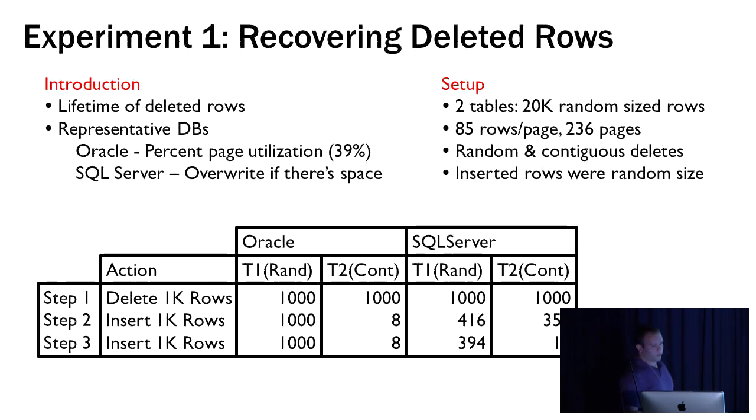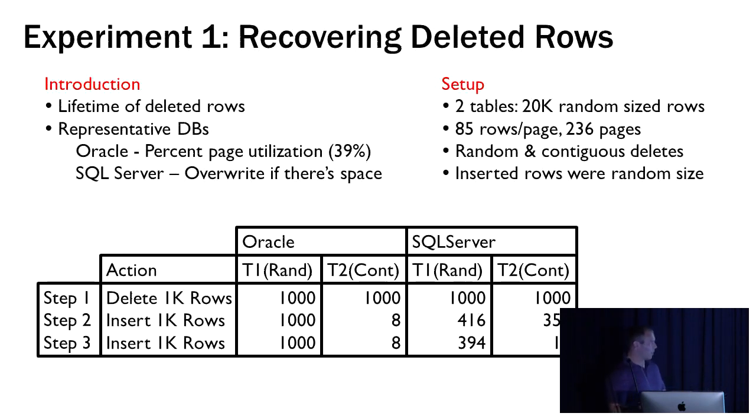Now, Oracle uses a % page utilization. So if I have over 40% of deleted rows, I'm going to start overwriting deleted rows in that page. SQL Server, on the other hand, if I delete a row and a newly inserted row can fit in that old space, then I can overwrite that row. So we used 2 tables for each database. For the first table, we issued random deletes throughout the table. And for the second table, we did contiguous deletes in the table.